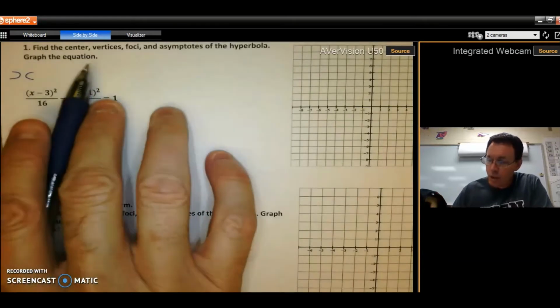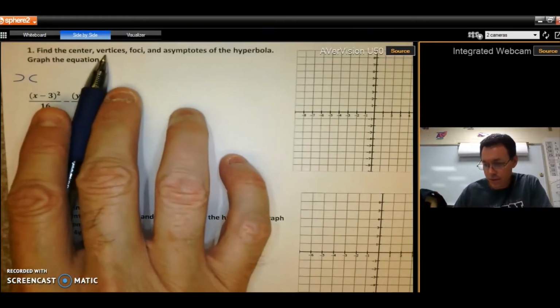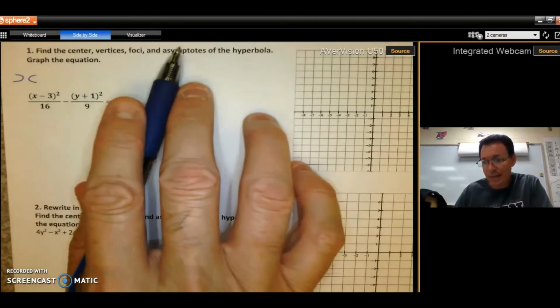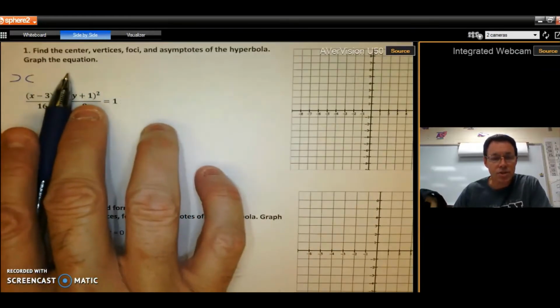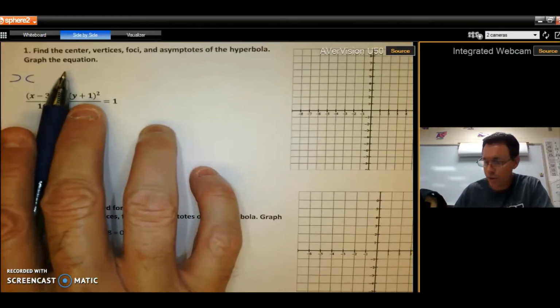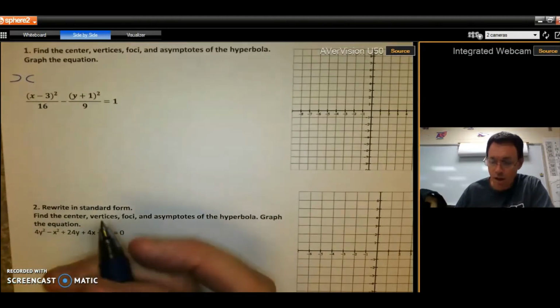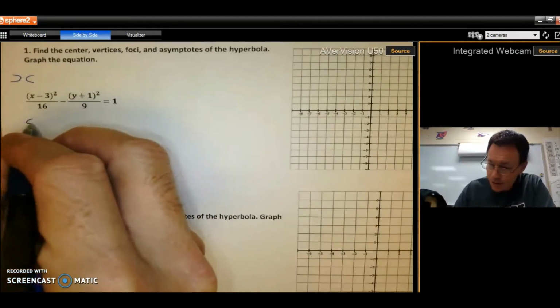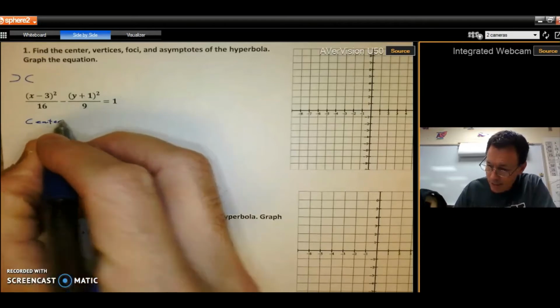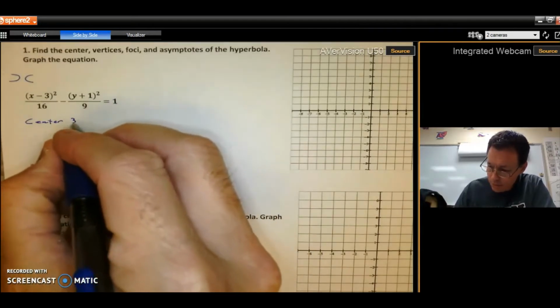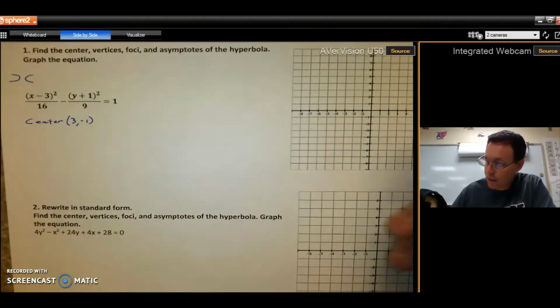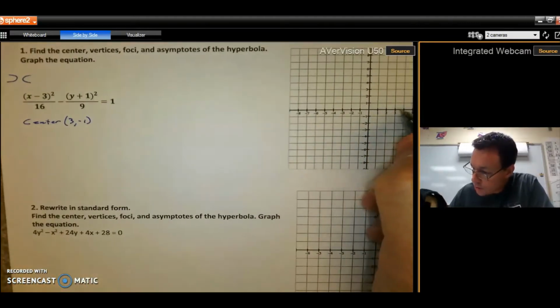We are supposed to find the center, the vertices, the foci, and then this new thing, we're going to write the equation of the asymptotes. And then it says graph the equation. Well, that's what we're going to do first. We're going to graph the equation, and then we're going to pull this information off. Except for the center. Now, the center is easy. Same as everything else. Positive 3, negative 1. So that's our center. So I'm going to go right over 1, 2, 3, and then negative 1.